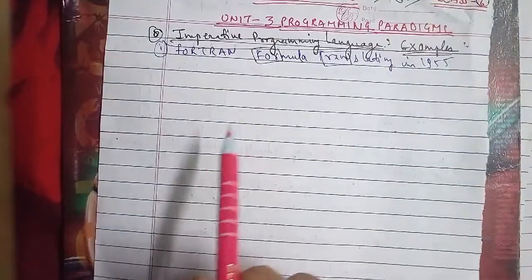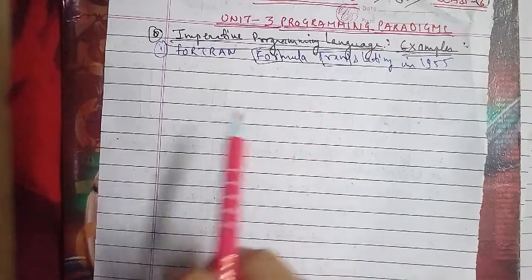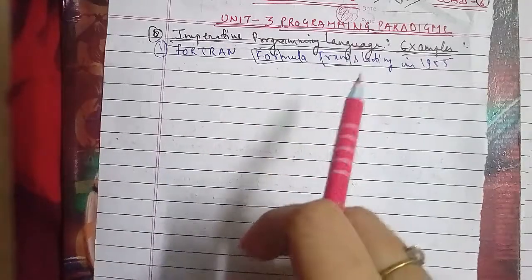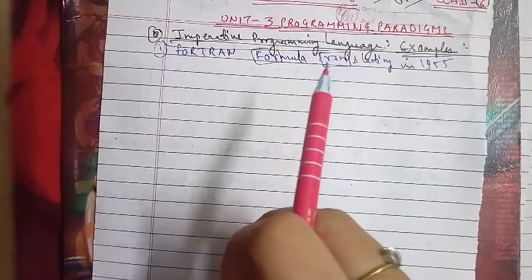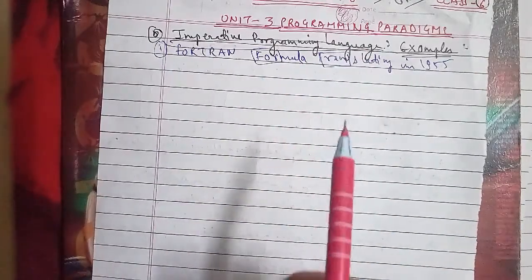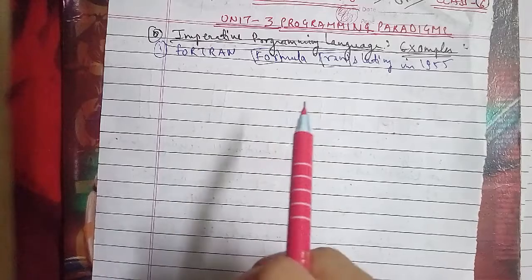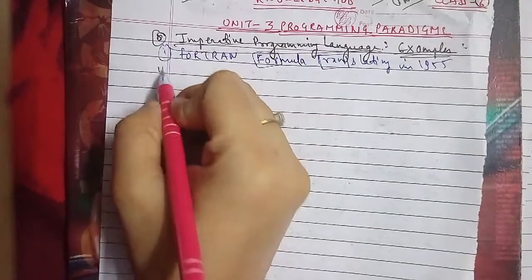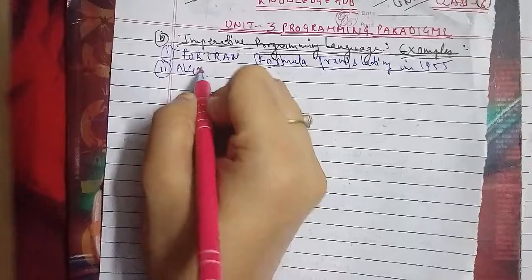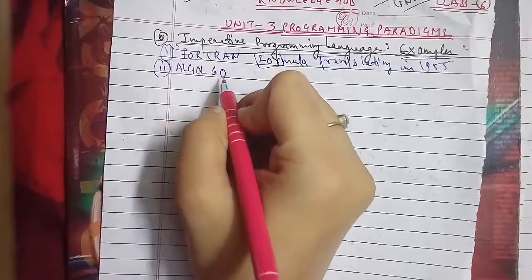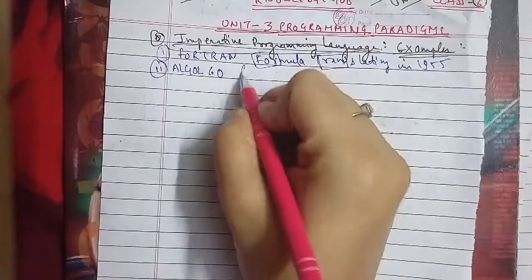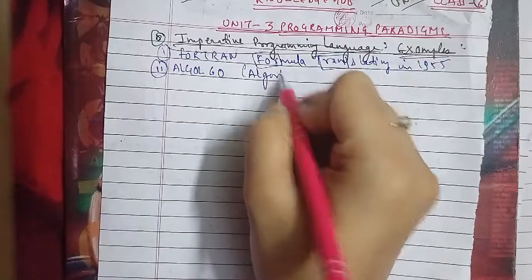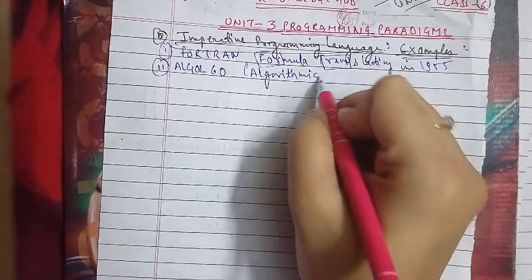Algol 60 stands for Algorithmic Language 1960. It was developed in the 1950s through a joint European-American committee. It was the first block structured language, and the first language whose syntax was defined using BNF, and it is a direct ancestor of most modern imperative languages. Now talking about the third one, COBOL.